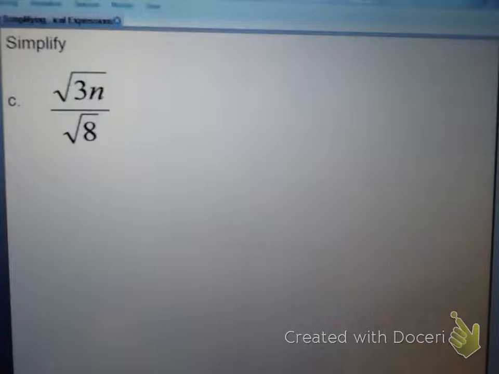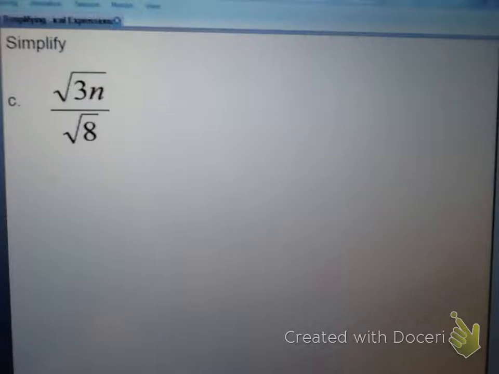Example C, it's already separated in its own radical. What you could do is see if you put it over 1 radical, could you reduce that fraction? Can I reduce 3/8? No, you cannot reduce 3/8, so you can skip that step. But always look to see if you can reduce first. Now I'm just going to have to rationalize the denominator.